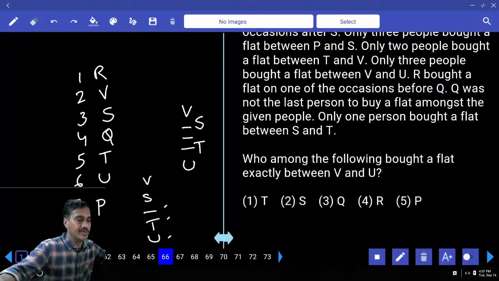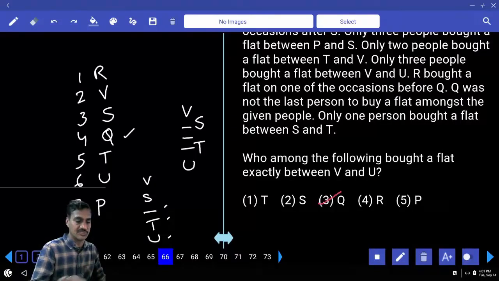And coming to question number 66, who among the following bought a flat exactly between V and U? In between V and U, tell me what is your answer here? Q. Q, that is choice 4. Sorry, Q choice 3, question number 66.